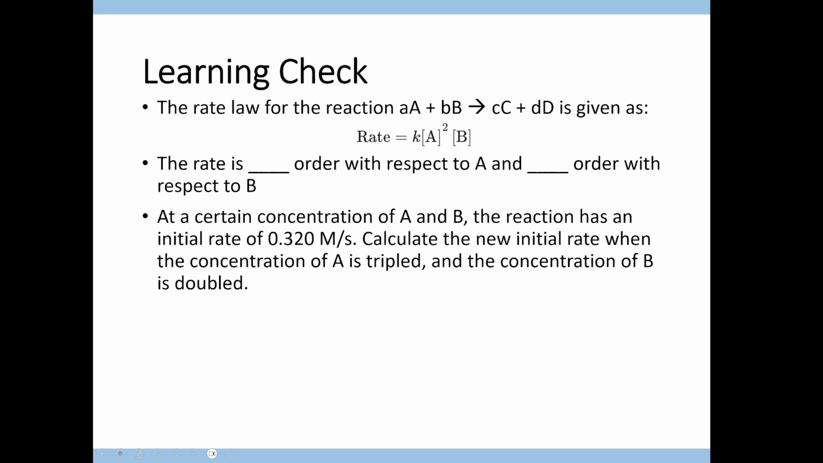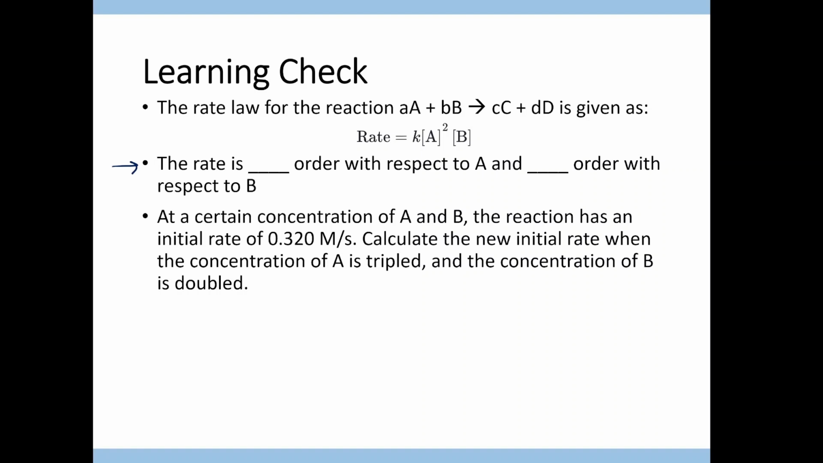So let's say we have a reaction, A and B are reactants, C and D are products, and the rate law is provided as the rate constant, K, times the concentration of A squared times the concentration of B. From this rate law, we can complete the blanks in this bullet point here.